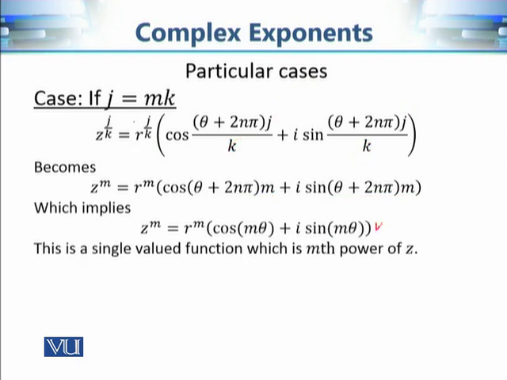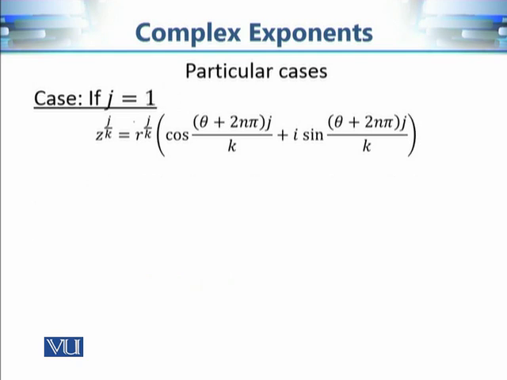So what do we get? z raised to power m is going to be equal to r raised to power m cosine of m theta plus iota sine m theta, and this is of course a single valued function. If we consider z raised to power m as a function of z, then for fixed m, this is going to be a single valued function, and the definition is exactly the same as what we have done in our previous discussion. So that's one particular case, when j is equal to mk.